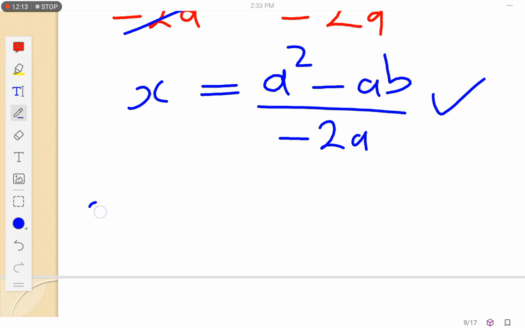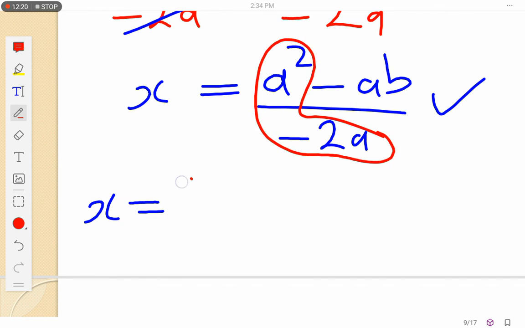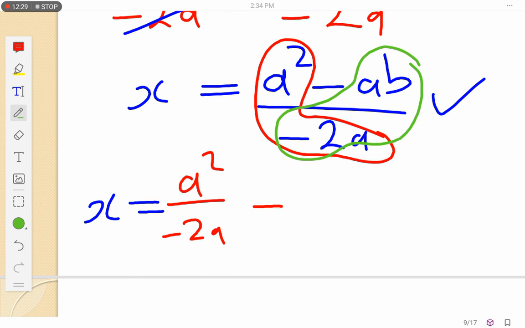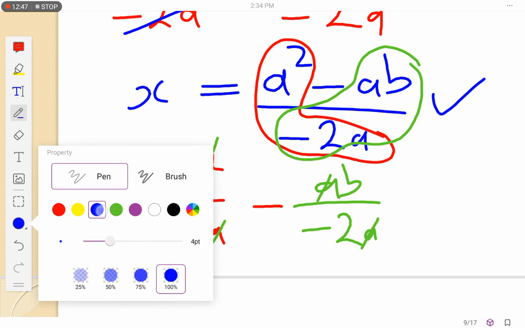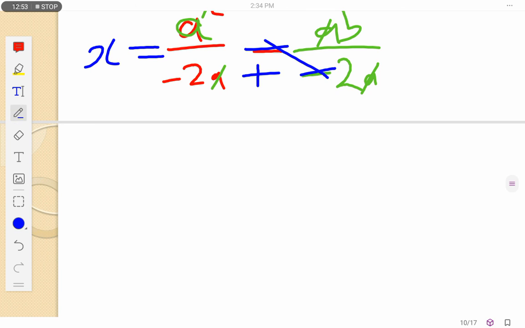If you want that, then x is equal to, I'm dividing each element. First a squared over minus 2a, then minus ab over minus 2a. That's how you divide when you have fractions like this. On the first one, a will cancel off with a and we remain with a. On the second one, a will cancel off with a. The negative and negative will cancel off each other and we will get a plus. So our answer becomes x is equal to a over minus 2 plus b over 2.